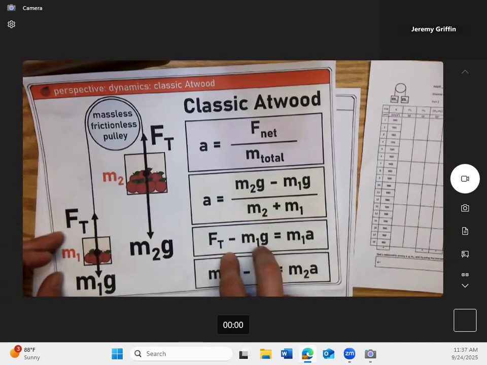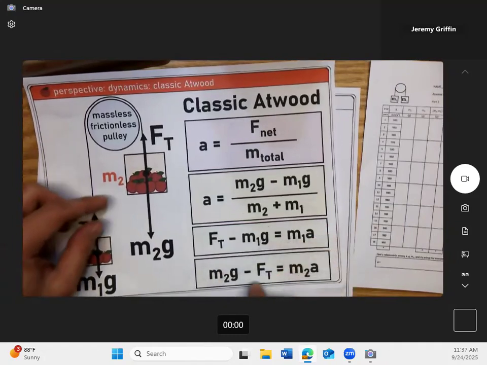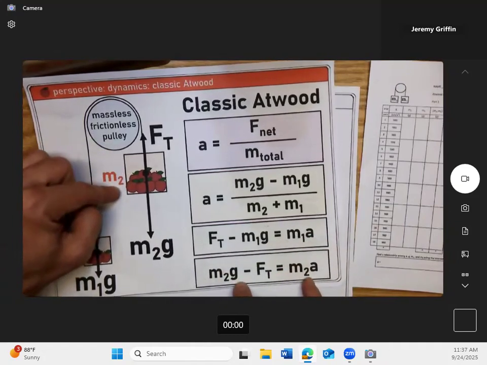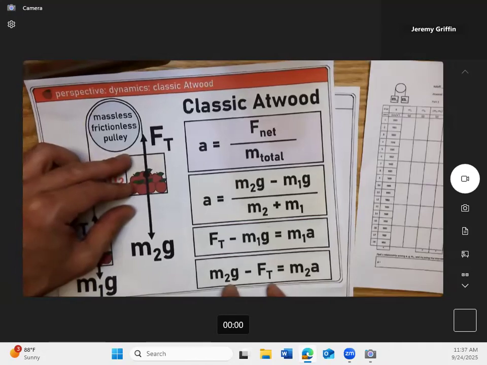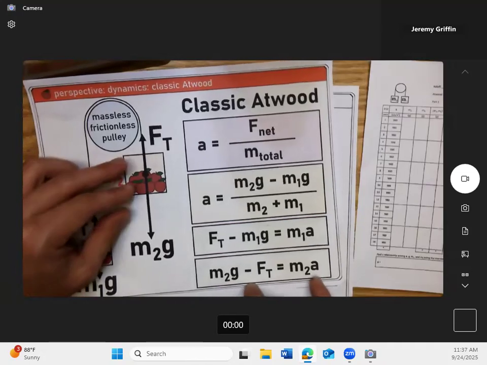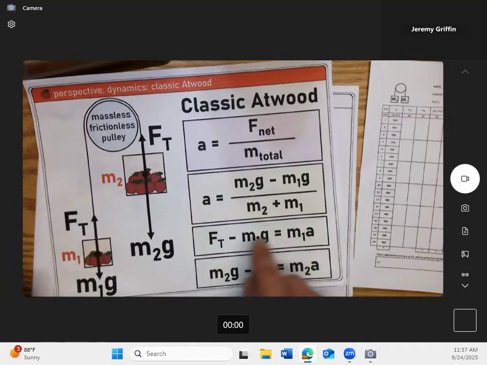F equals ma, so net force equals mass times acceleration. Then you could do a similar setup for mass 2. This also has two forces, and their difference also results in ma. You could solve it with a system of equations for those two free bodies.